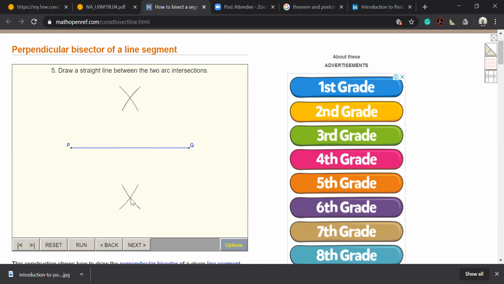What should I do with them? The ruler is now handy. Get your ruler and draw a line from here to there. And this is your perpendicular bisector. It's exactly 90 degrees, and the two sides are exactly equal. Very easy, right?